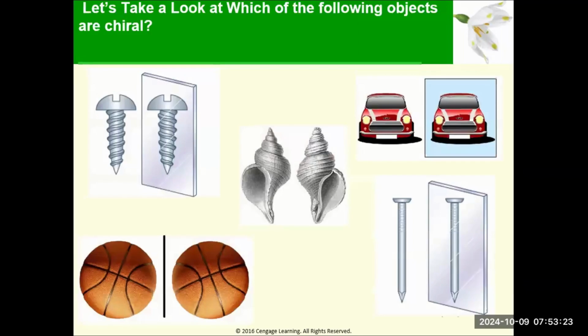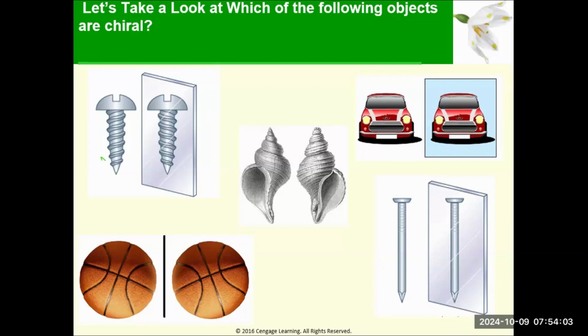So let's look at these objects and figure out which ones are chiral. Now, some of them might trick you because you don't realize that they are actually chiral. Let's look at the screw. Screws, believe it or not, even though they look like they're achiral and superimposable, if you look at the direction of the threads, you will notice that they do not overlap on top of each other. They have handedness.